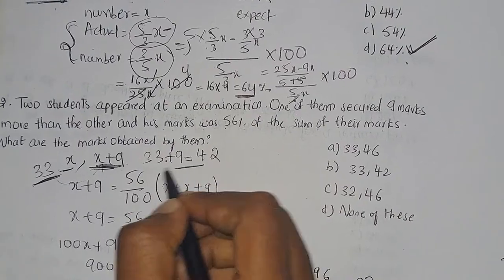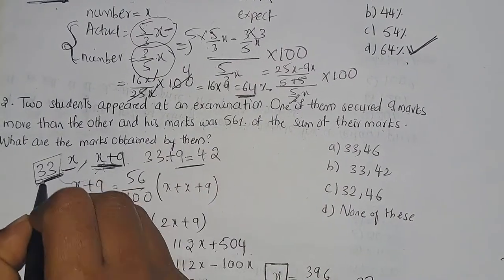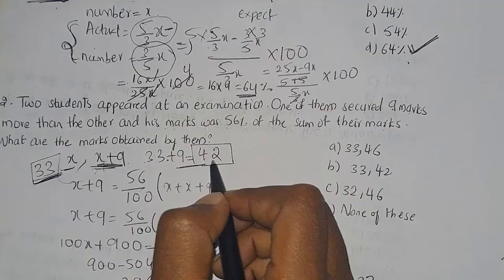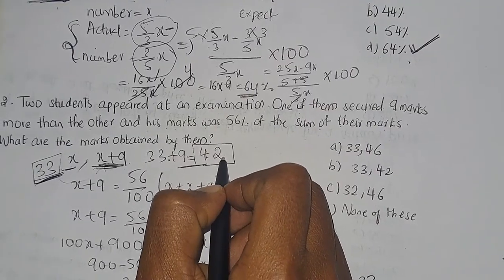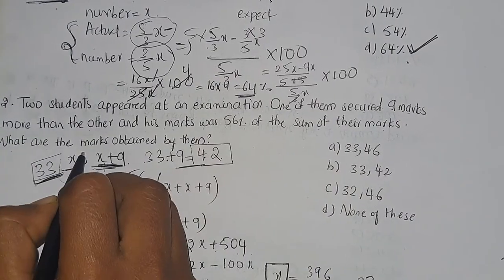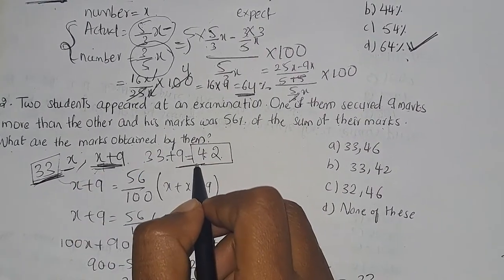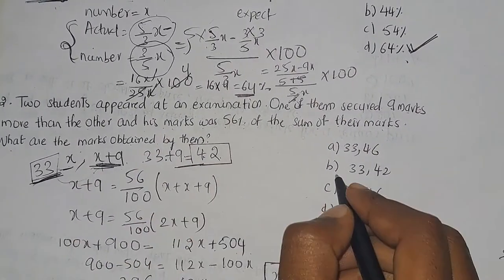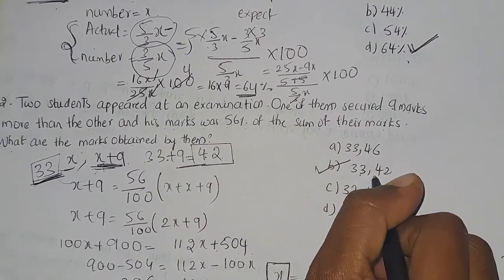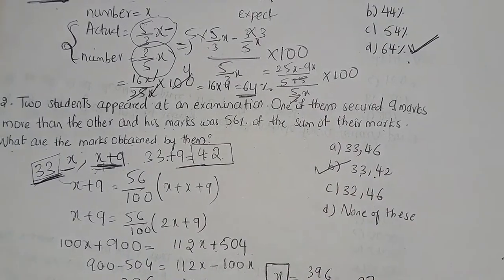So here one person's marks is 33 and another person's marks is 42. What we actually have to find out is the marks obtained by them. So one is 33 and another one is 42. So your option is B, 33 and 42 is the right answer.